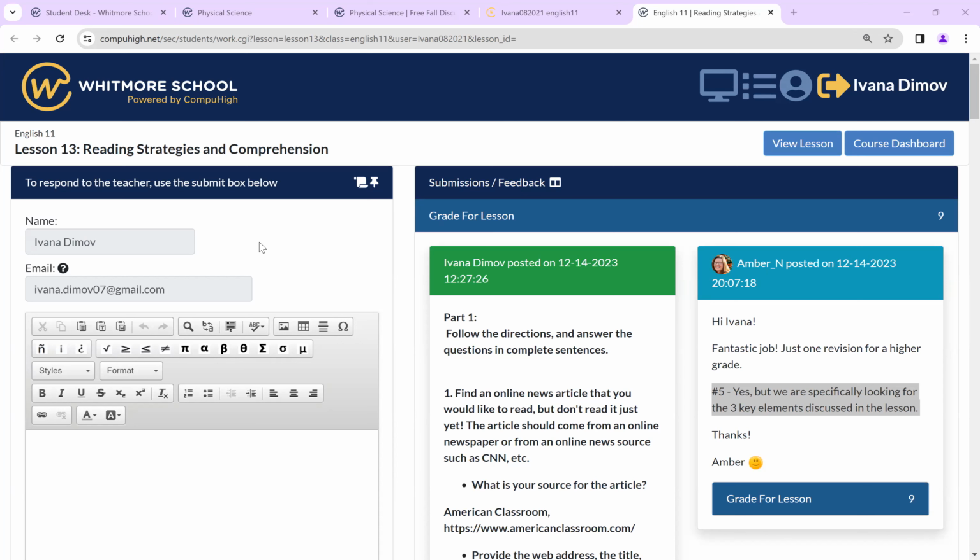All right, so she's saying here, number 5, yes, for specifically for the 3 key elements discussed in the lesson. Boy, I don't know what she's referring to. This is lesson 14, right? No, this is 13. Oh, 13, that's what it is. Okay, that's why I didn't see you submit lesson 14 yet. I didn't get the chance. All right, so let me go look at lesson 13.